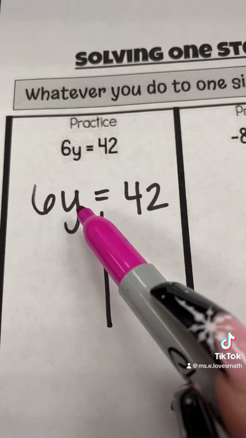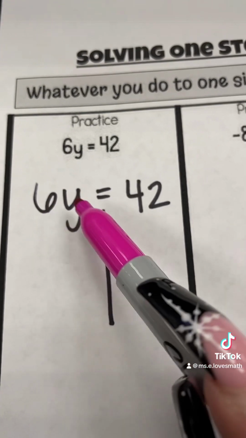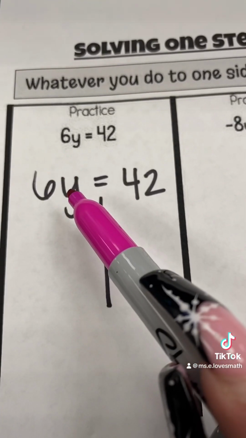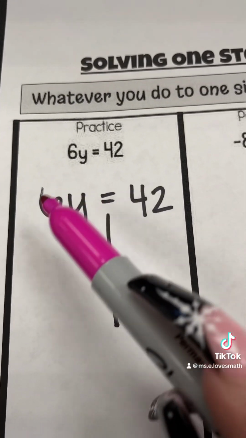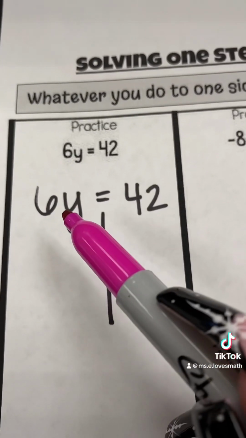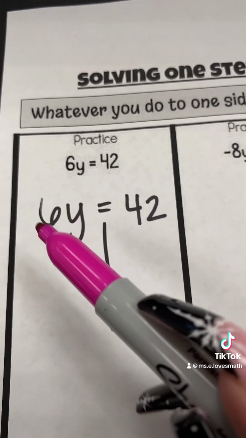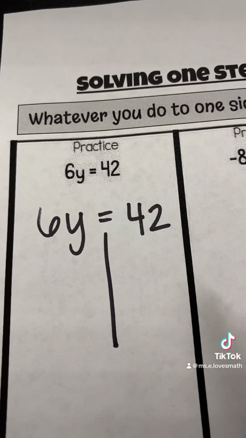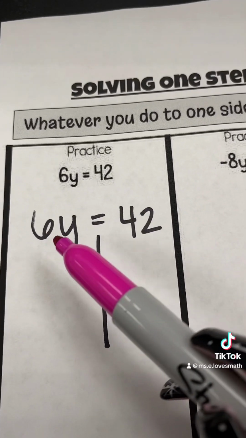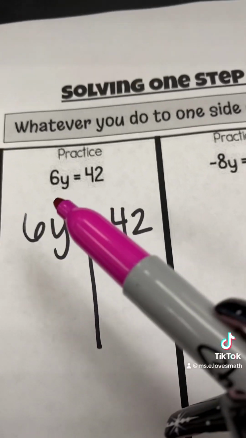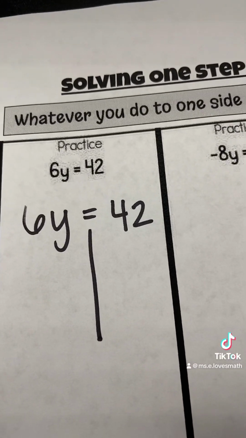Well, we have 6y. Anytime we have a letter next to a number, or a variable next to a number, it means multiplication. To get the variable by itself, we need to undo multiplication by using its inverse, which is division. So we need to do division to get y by itself. So we will divide by 6. Since we are multiplying by 6, the opposite is to divide by 6.